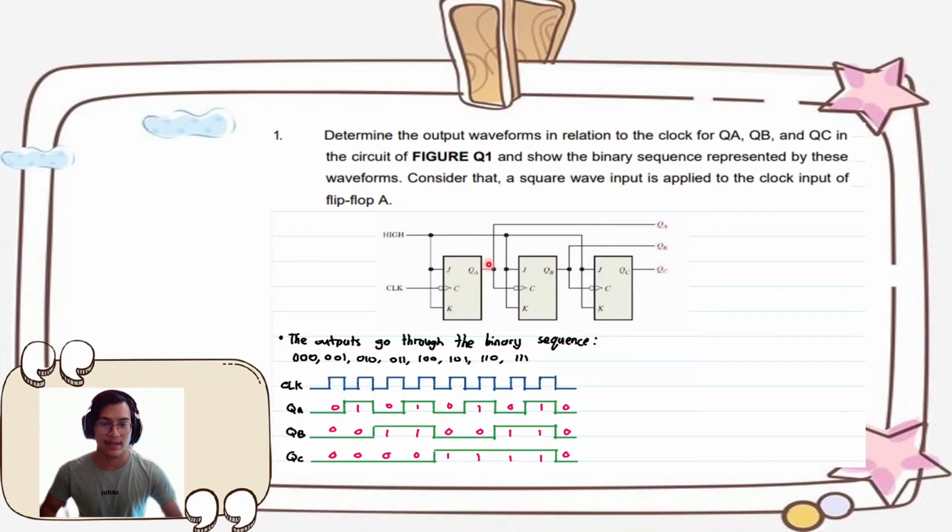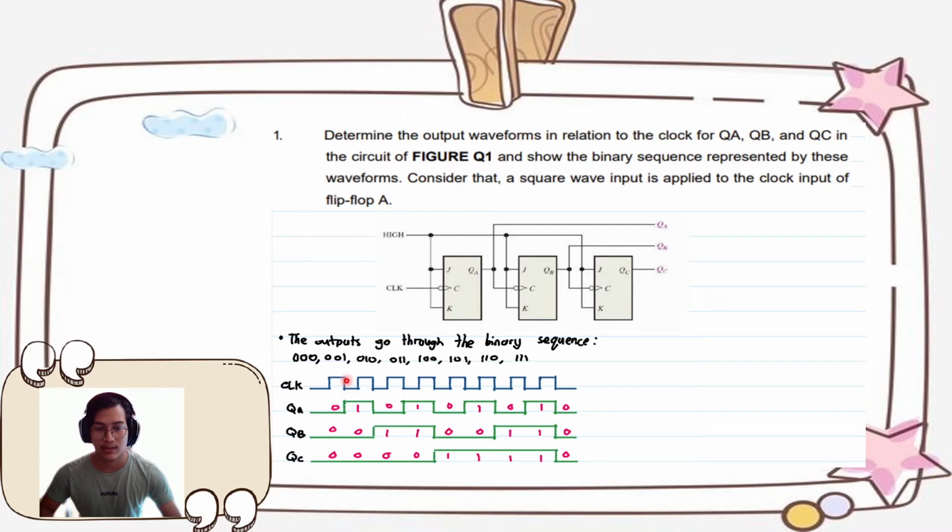So for question one, basically it asks us for the output waveform for QA, QB, and QC from the clock given. So this diagram basically follows the output through the binary sequence from 0 to 7. We have 8 states over here, and if you can see, the waveform is negative edge triggered.